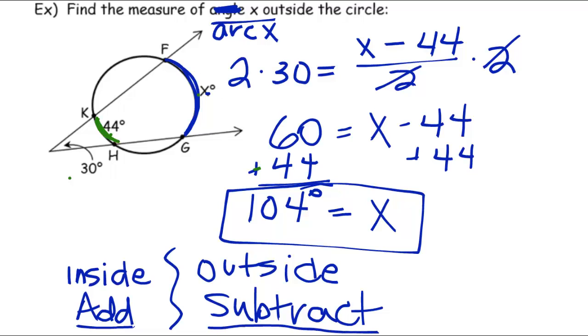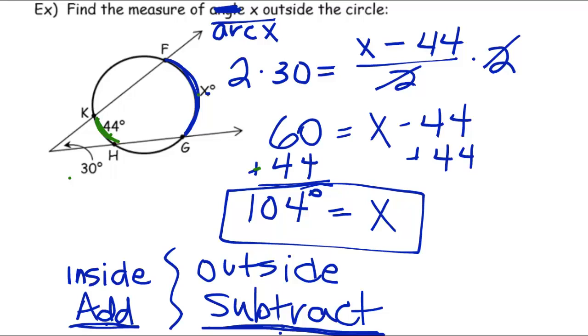If you're inside, you add arcs and divide by 2 to get the angle measure, and if you're outside, you subtract arcs and divide by 2. And remember, if you're subtracting, you have to do the smaller arc from the larger arc because you need a positive number. So inside we add, outside subtract.